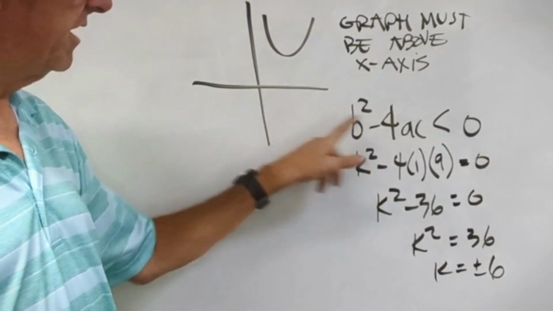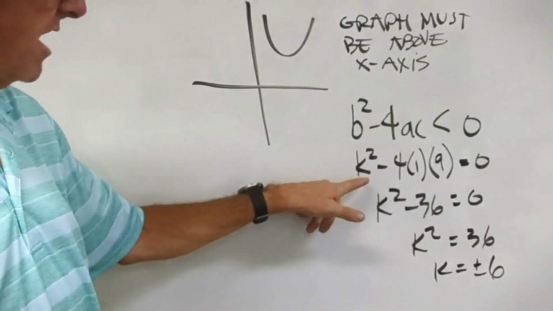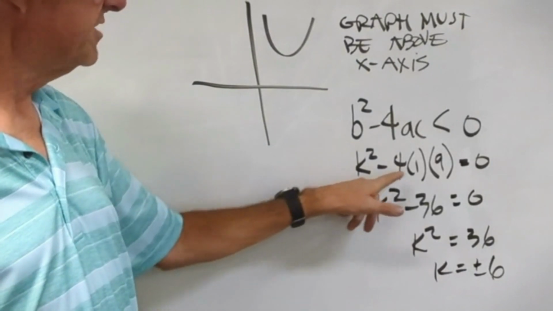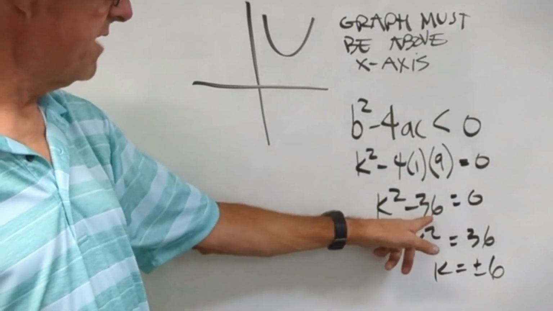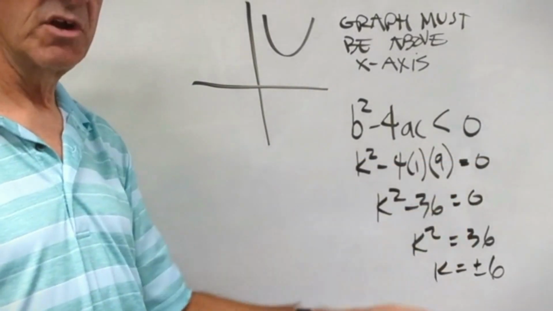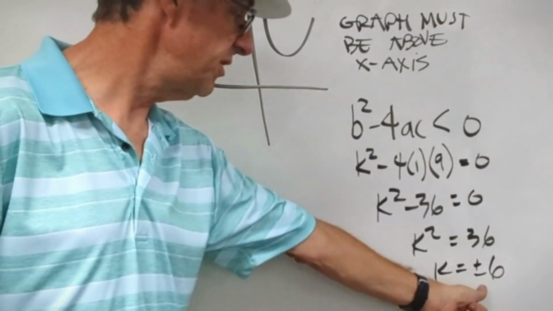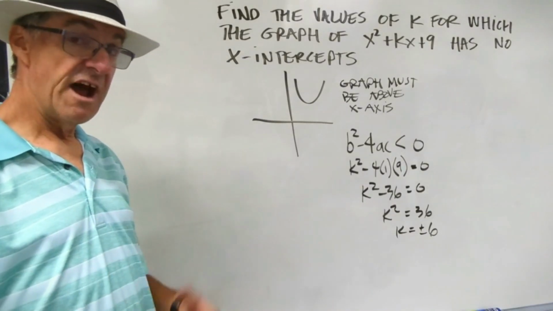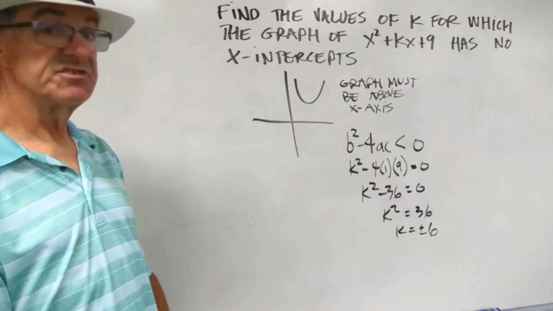So here's my discriminant set less than 0. I plugged in my values that I can. I don't know what my b is. That's my k. So I have k squared minus 4 times my a times my c. So that ends up being k squared minus 36. I set it equal to 0 so I can solve. I have k squared equals 36. Now k is plus or minus 6. So now figure out what the range of k values make this true.